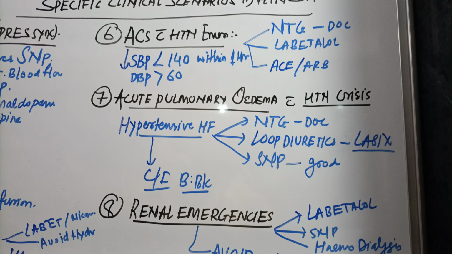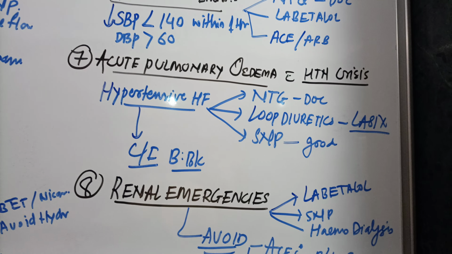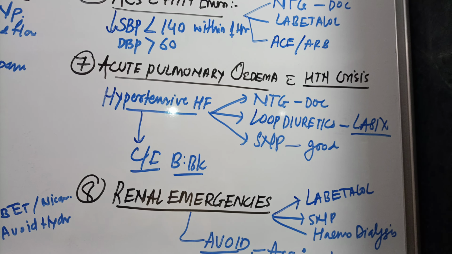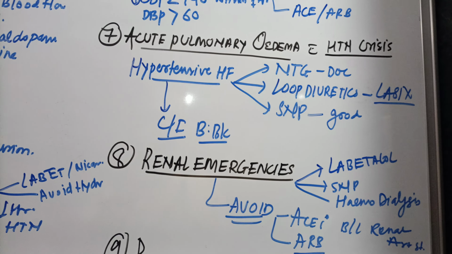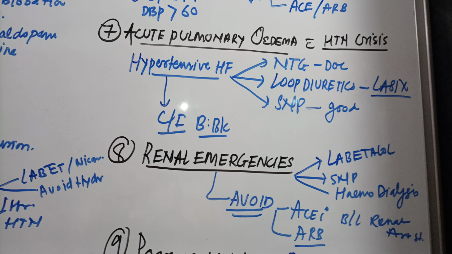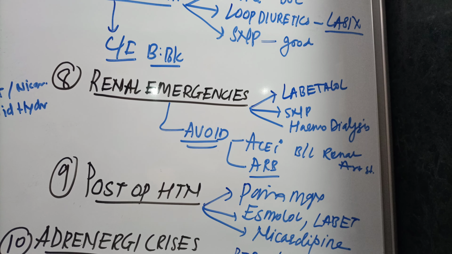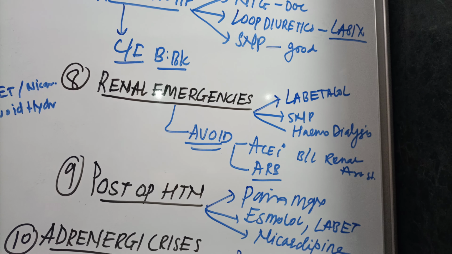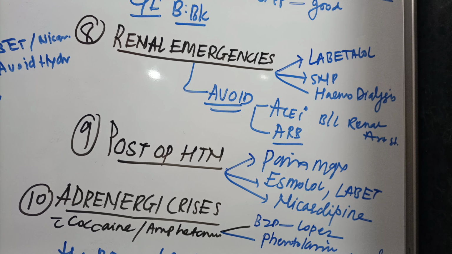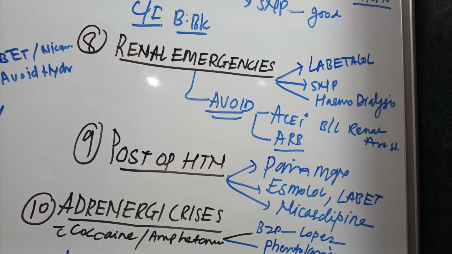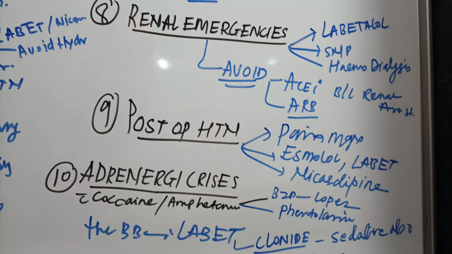Acute pulmonary edema with hypertensive crisis is a hypertensive heart failure. So a drug of choice is SNP, but commonly used are nitroglycerin or NTG, and loop diuretics like Lasix. Better to avoid beta blockers in hypertensive heart failure. In renal emergencies, most commonly used drugs are labetalol, sodium nitroprusside, and ultimately, if not controlled, then we do hemodialysis. Avoid ACE inhibitors or angiotensin receptor blockers in patients with bilateral renal artery stenosis and hyperkalemia.